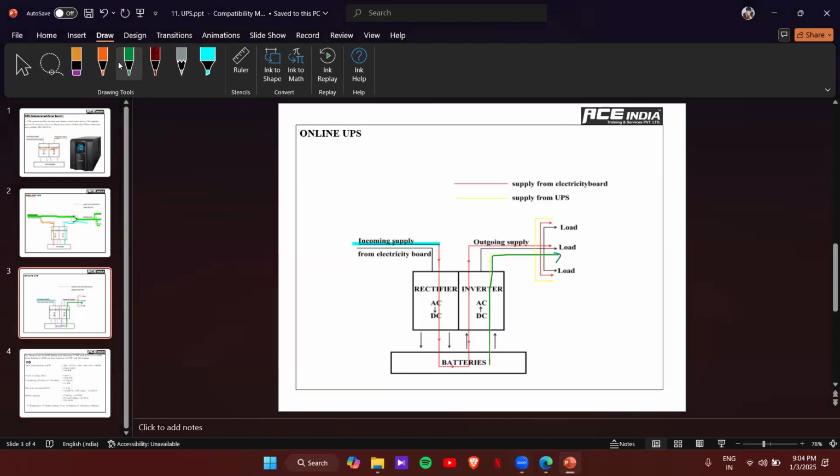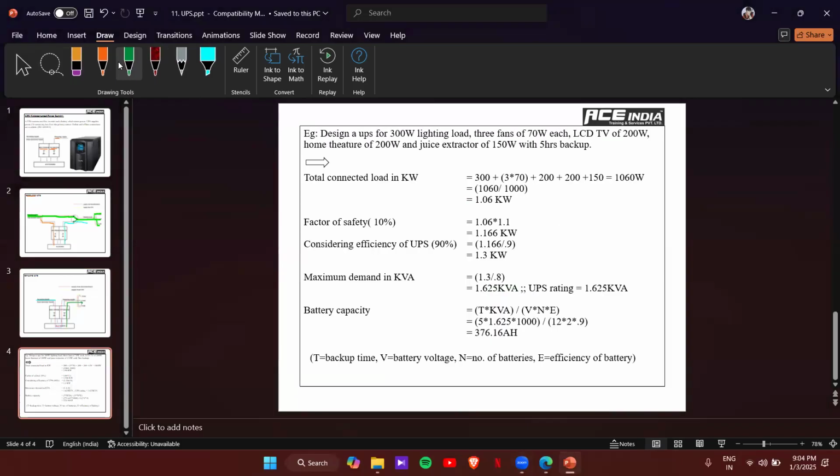So these are the two types of UPS systems we have. Now let's see how to select a UPS or a battery depending upon our backup time and the connected load we have. A small example is given here.